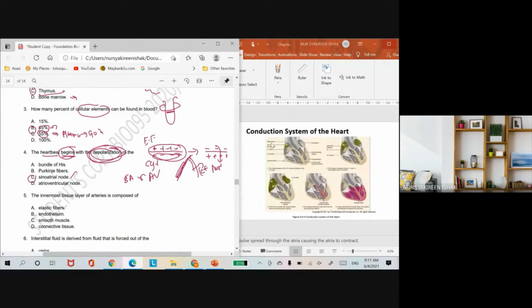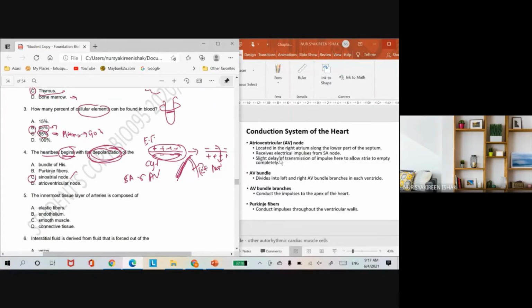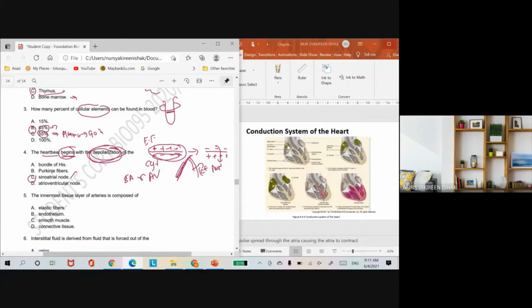So if you refer to your notes here, this is the location of the SA node. It is at the right atrium wall near the entrance of the superior vena cava. As you know, the superior vena cava allows the oxygen-poor blood to return from the upper part of your body into your heart, specifically into the right atrium.